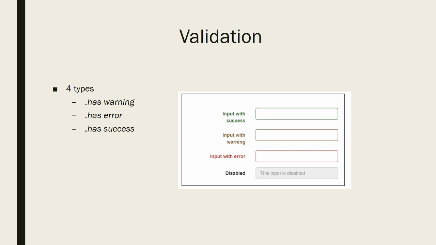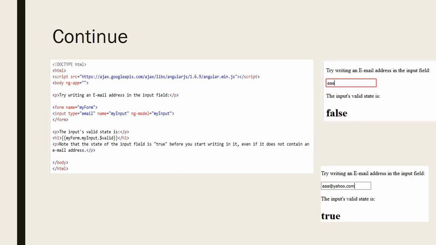See, here there's 4 types: has warning, has error, has success. When it's success, it's green. When it's warning, it's brownish orange. Then when it's error, it's red. Then it's disabled. This is some sort of an example for Angular validation. This is a more detailed one.